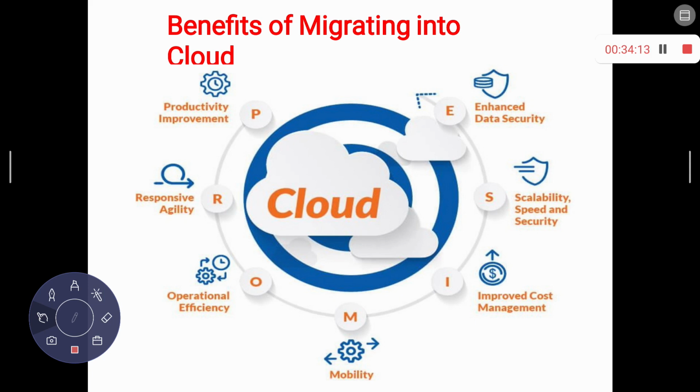स्केलेबिलिटी, स्पीड आणि सिक्युरिटी, बरोबर. स्पीड कशामुळे आहे जे आता आपण एक्सप्लेन केलं. टाइम सेव्हिंग असणार आहे. Improved cost management, then operational efficiency. Okay, responsive agility. Operational efficiency automatically improves because of the tools or processes that we are using in that. आपण डेटा मॉडेल्स use करतो to perform these migrations.